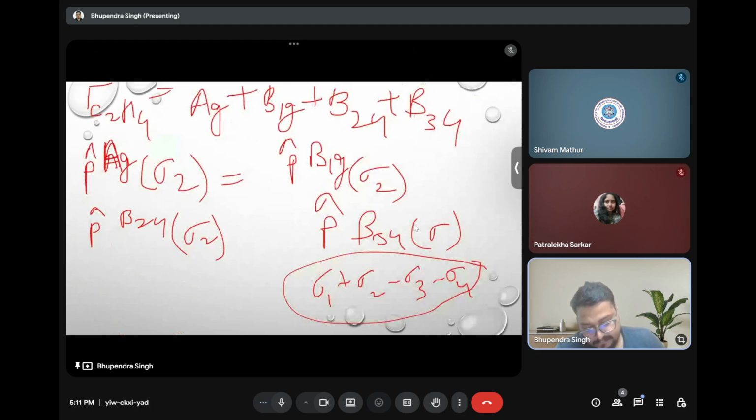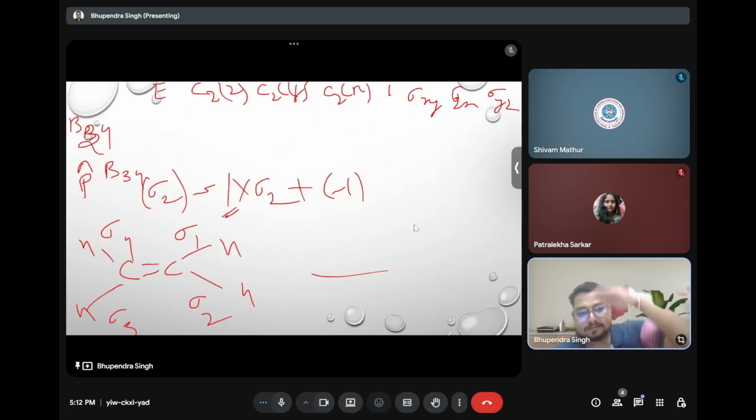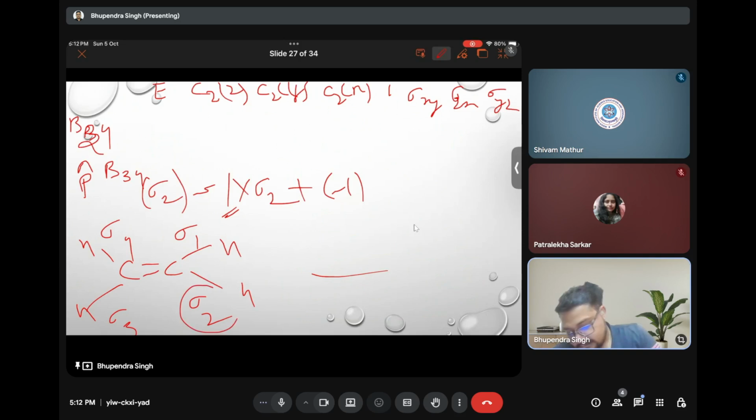Next, for minus 1 z, along the z, what is happening? This is your z axis. Sigma 2 will go there, so this will become sigma 4, and so on and so forth.